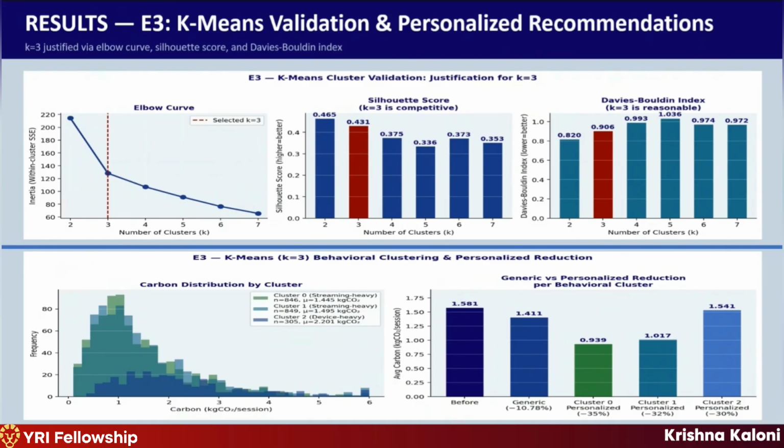Personalized interventions achieved 11.9% average reduction versus 10.78% for the generic strategy, a gain of 1.17 percentage points. This is modest per session, but consistent across clusters and potentially meaningful at population scale. Statistical significance testing is recommended before making stronger claims.